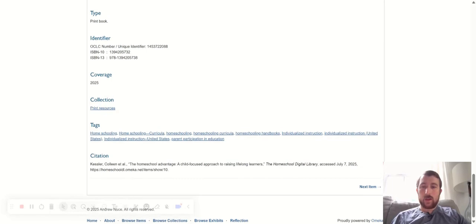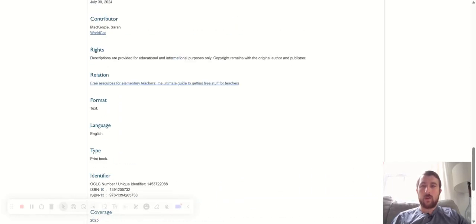And finally, there's the range of tags at the bottom. These are additional keywords to help you find this book.